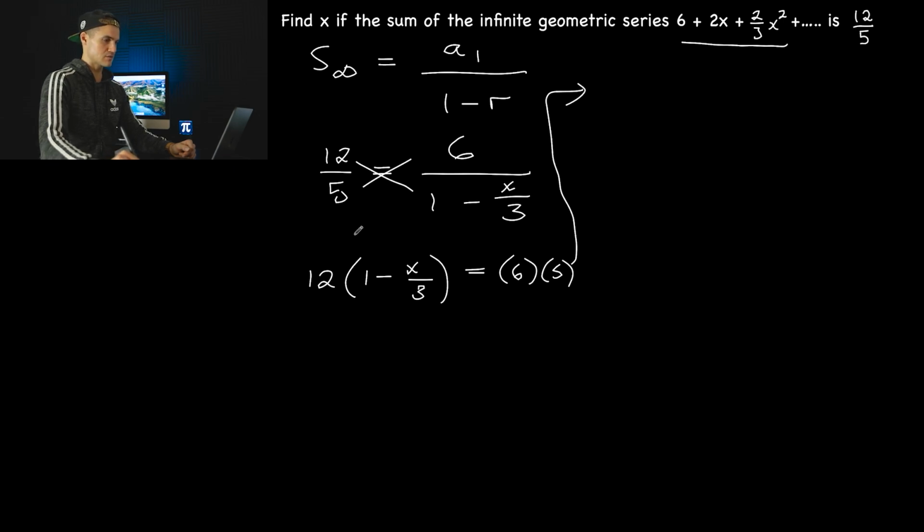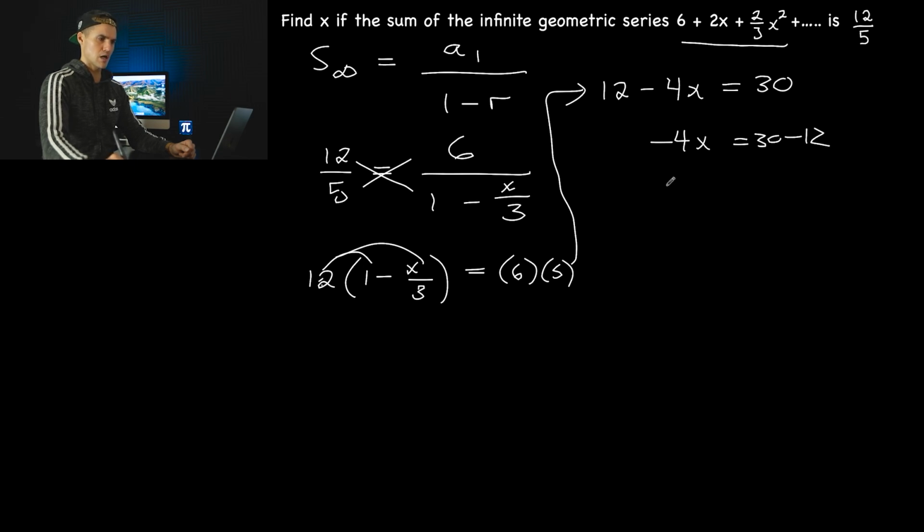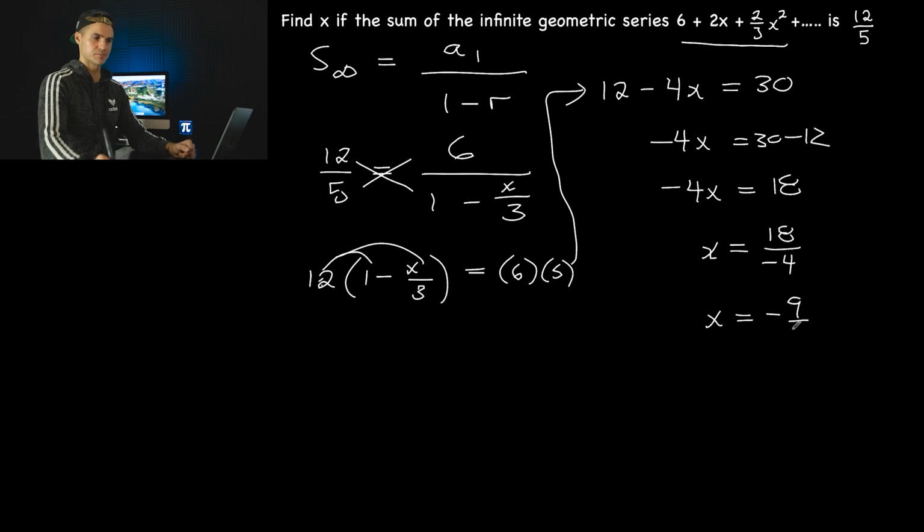So what's this going to simplify to? Let's distribute the 12 inside the bracket. 12 times 1 is 12, minus 12 times x over 3. The 12 times the 1 over 3 gives us 4, so that's 12 minus 4x. And this here is going to be 30. So we'll have negative 4x is equal to 30 minus 12. Negative 4x is equal to 18. So then x would be 18 over negative 4, which simplifies to negative 9 over 2.